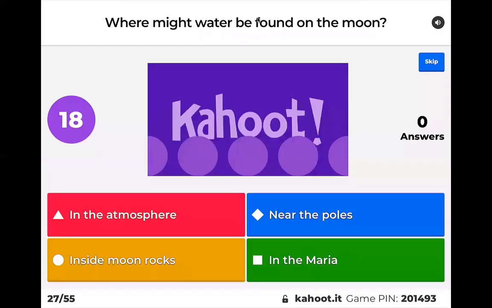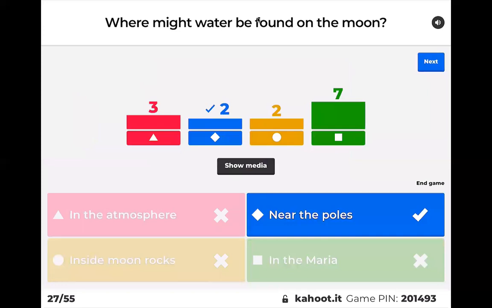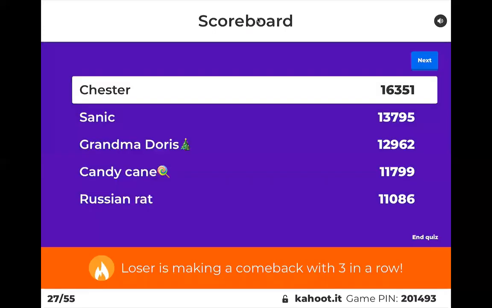Where might water be found on the moon? Is it in the atmosphere, inside moon rocks, near the poles, or in the Maria? Okay, near the poles. But it's not in the rock, it's in the soil. That's why the rock was wrong. Okay.